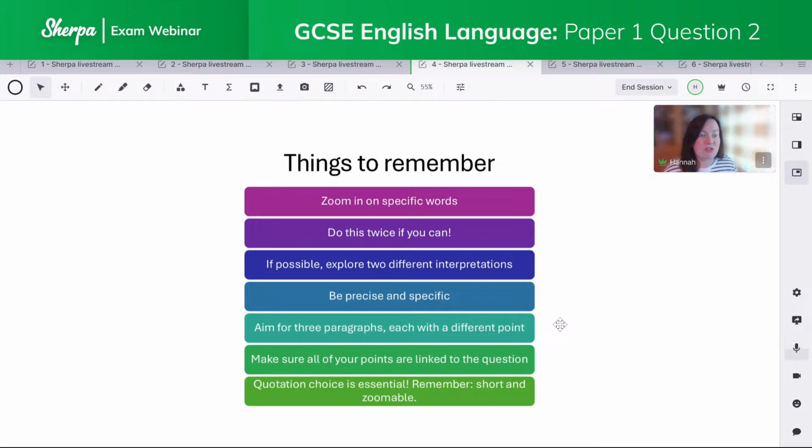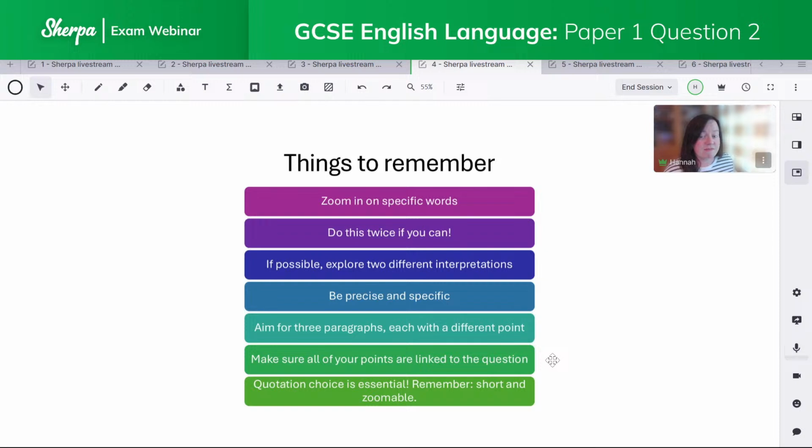So your points should be quite short, but they should very clearly outline what you are going to talk about in that paragraph. Remember, your paragraph is all about proving your point. If you haven't got a specific point, you're not going to have a lot to prove. So bear that in mind with your points.